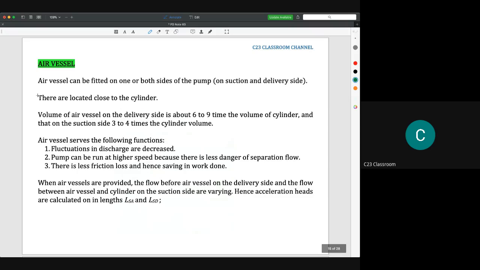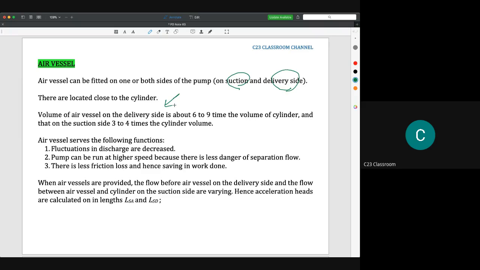Okay, so this is about the air vessel. The air vessel can be fitted on one or both sides of the pump, that means at the suction and at the delivery side. But usually people will install the air vessel at the delivery side. This is just information for you.